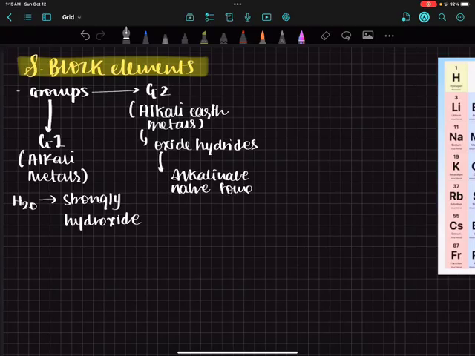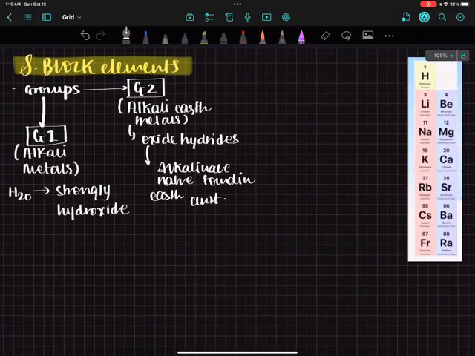These elements are found in the earth's crust. Here we have G1 and G2. G1 are alkali metals, which form strong hydroxides, and G2 are alkaline earth metals, because they form oxides and hydroxides.